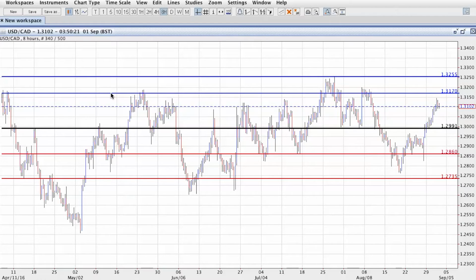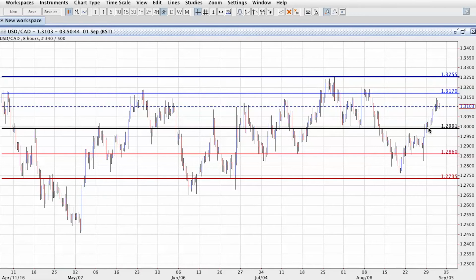So if we have a look at the trading history on the US dollar CAD, the thing that strikes me the most here is that we've been range bound between the 132.50 to that 127 area for the last couple of months, and it's really been a case of sell the top of the range, buy the bottom of the range, and that is potentially about to change if we see a breakout here above the 132.50.